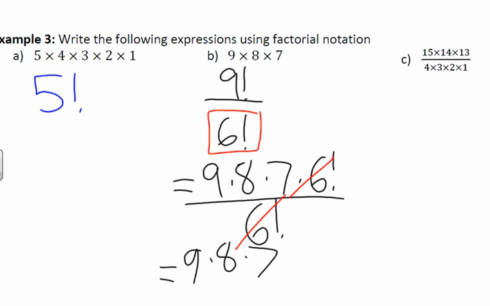This one's a bit trickier. If you just look at the top first, we have 15 times 14 times 13, right? So we can do a strategy similar to this one. We've got 15 factorial over what? 12 factorial. Good. And then we've got 4 times 3 times 2 times 1 on the bottom. And how can we write that? 4 factorial. Okay? So we can write the question like this: 15 factorial over 12 factorial times 4 factorial.